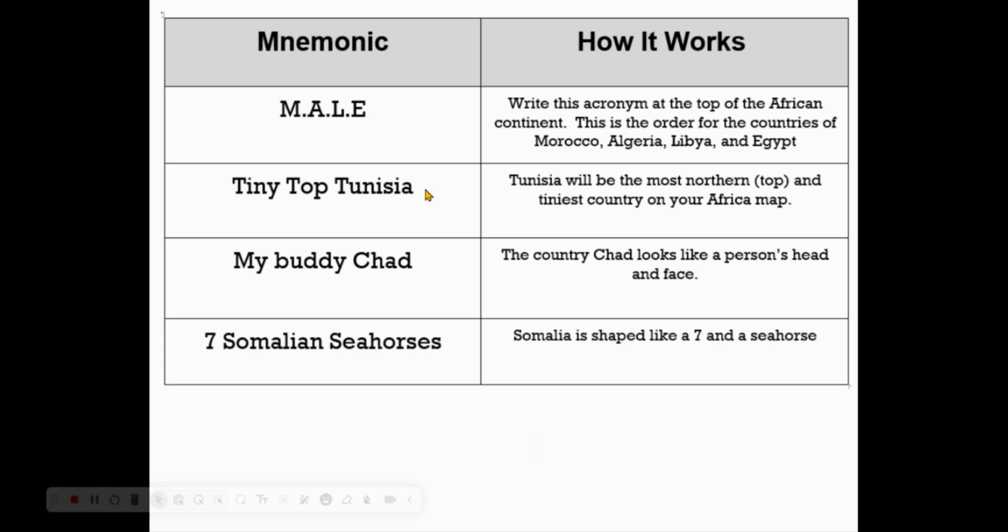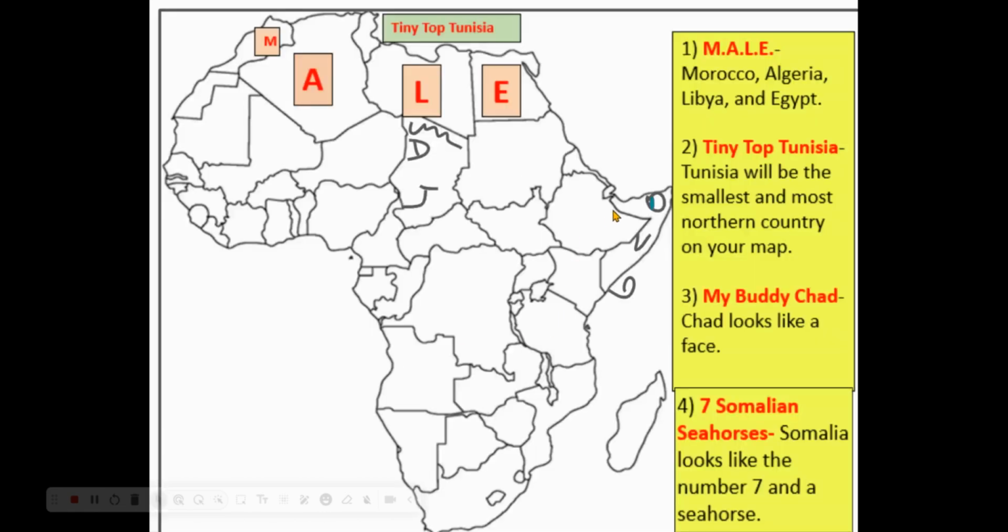And then we also have 7 Somalian seahorses. The country of Somalia is shaped like the number 7, and it's also shaped like a seahorse. So on your African continent, draw in either your seahorse for this Eastern African nation, or write in the number 7, your choice with your diagram, either the seahorse or the number 7. So those are the mnemonic devices that I have for your countries.